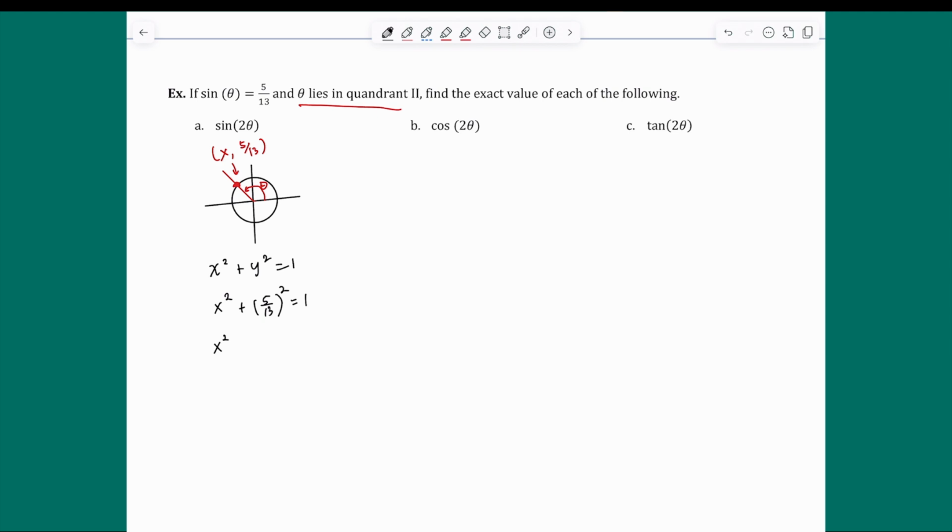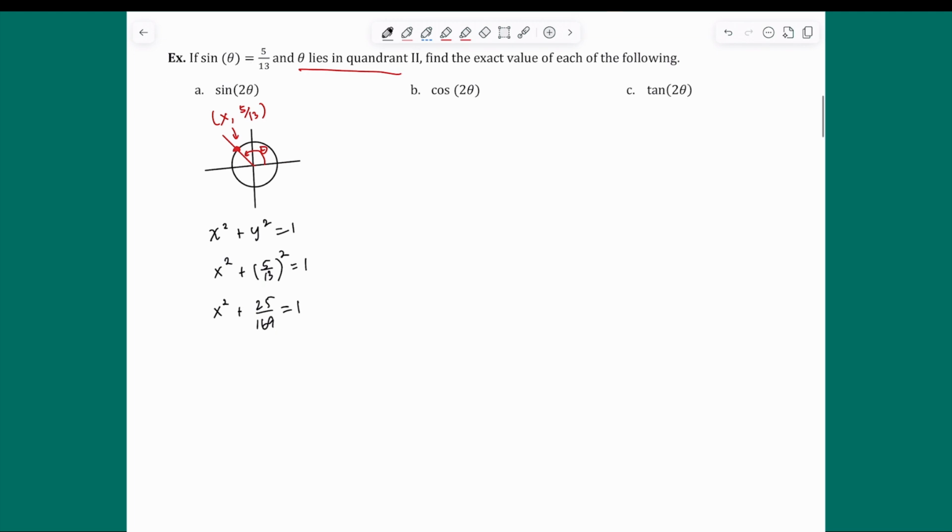So we have x squared plus 25/169 equal to 1. From this we can see that x squared is going to be equal to 1 minus 25/169, which tells us that x squared is equal to 144/169.